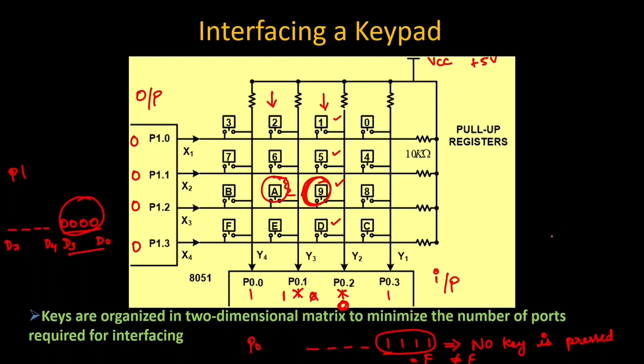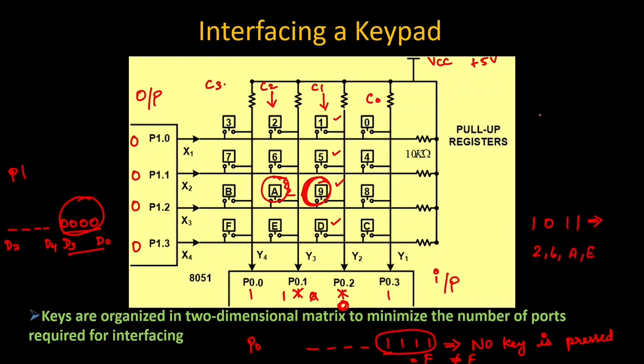So if the value is going to be 1011, assume that this is your column 0, this is your column 1, this is your column 2 and this is your column 3, like this. From this I can understand that the column I have here is going to be 1011, which means 2, 6, A or E is being pressed.